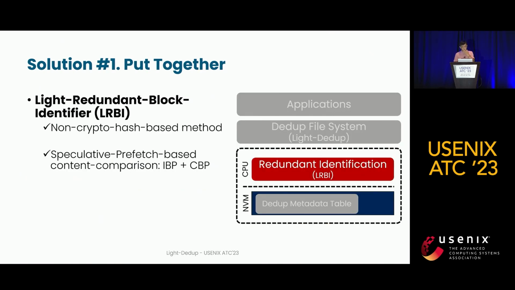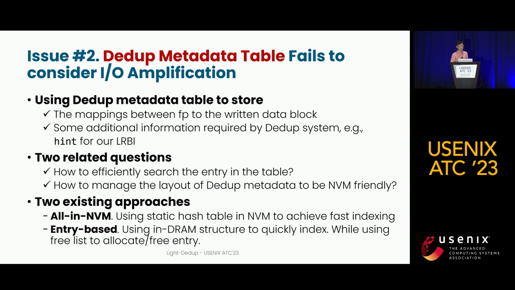By combining IBP and CBP, we propose speculative prefetch techniques. Speculative prefetch can significantly improve content comparison performance. Further, we propose the light redundant block identifier, LRBI, which is a non-crypto hash-based approach with speculative prefetch-based content comparison. Next, we examine the existing deduplication metadata table.